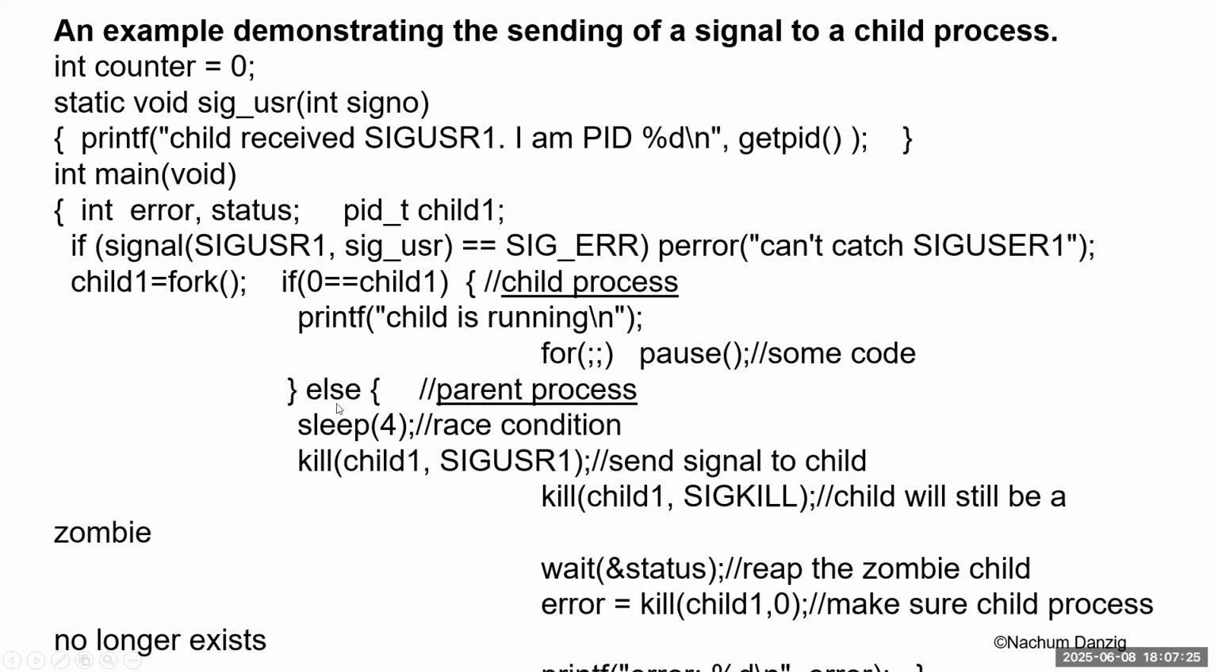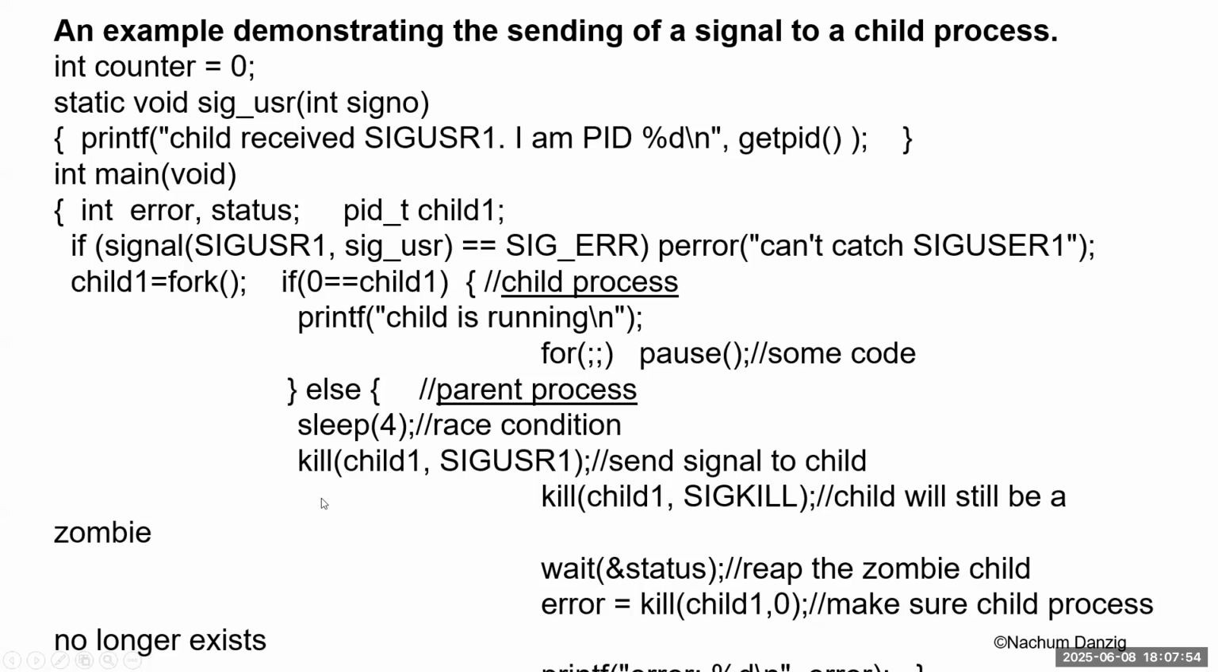Now the father says sleep for 4. This is a bad solution to a race condition, right? Because if I wait 4 seconds, presumably the child will have already started this loop. Of course, that's not a guarantee. It's just a clumsy solution to race conditions, because you don't know that 4 seconds is enough. Maybe you need 10 seconds. Whatever number you write there, you can't be sure. But anyway, let's assume it works.